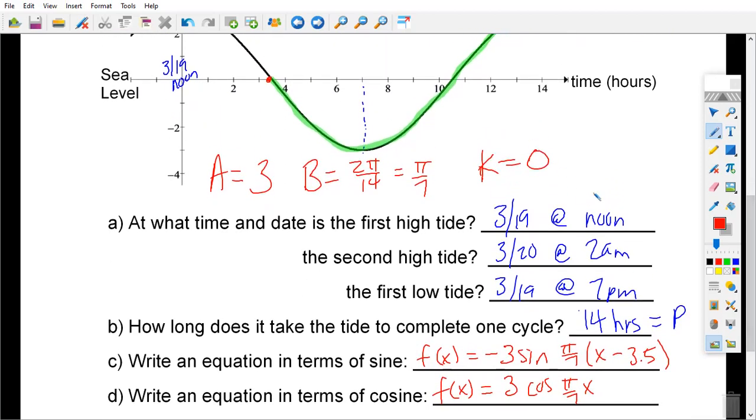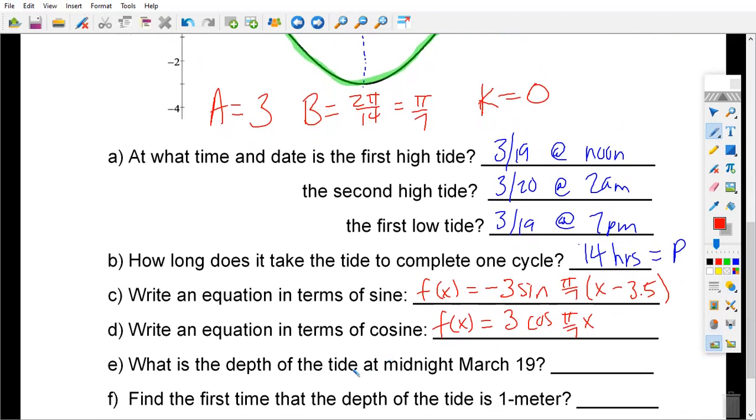Okay, so here we're asking ourselves, what is the depth of the tide at midnight on March 19th? I guess technically it's not midnight. It would be March, is midnight? That would be March 20th, right? At midnight, you're the next day? Yeah. Forget that I wrote 19, that should be a 20.